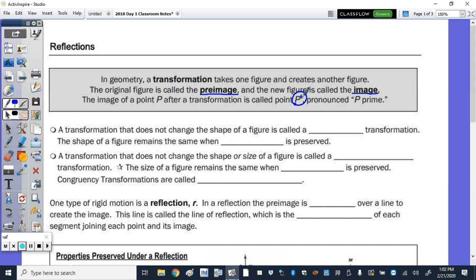Moving down the page, it says a transformation that does not change the shape of a figure. So we're not changing the shape. We could be changing the size. So that transformation is called a similarity transformation. The shape of the figure remains the same. So in order for this to happen, we have to preserve angle measure.